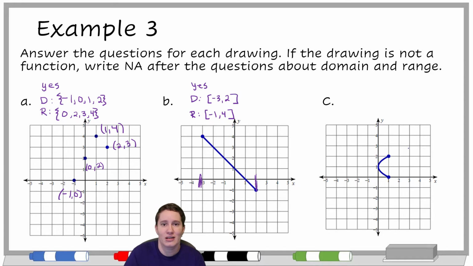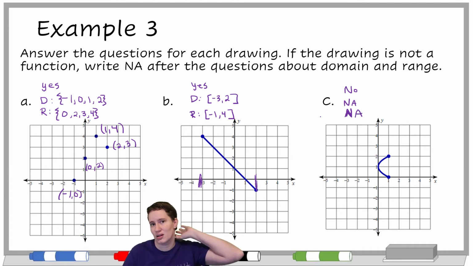For C, vertical line test, this fails because if I put a vertical line down anywhere other than the far left, it ends up going through twice. It matters that at some point it fails the vertical line test. If it fails anywhere, it fails the whole thing. I know that seems like a really unfair test. We would not appreciate having a test like that probably, but it's math, so it's fine. And then we don't have to put the domain and range since it's not a function. We could, but we don't have to.